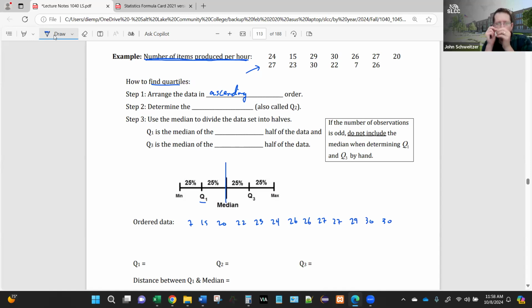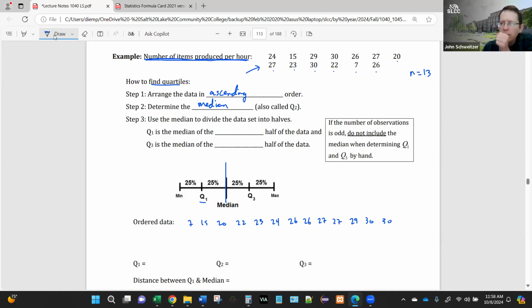So we get it in order, then we find the median. And that's also, as I pointed out, called Q2. So how many do we have in this data set? There's 2, 4, 6, 8, 10, 12, 13 items here. Okay, so 13 is odd, and that makes it a little bit easier. We know that it's going to be the middle value here, right?